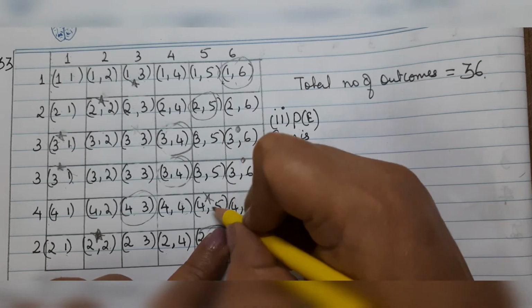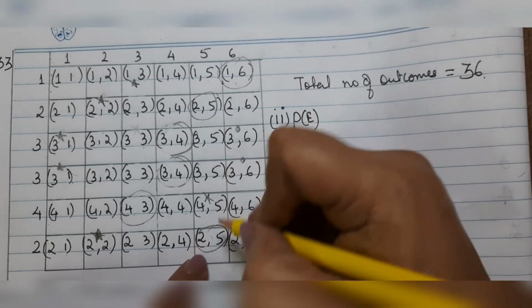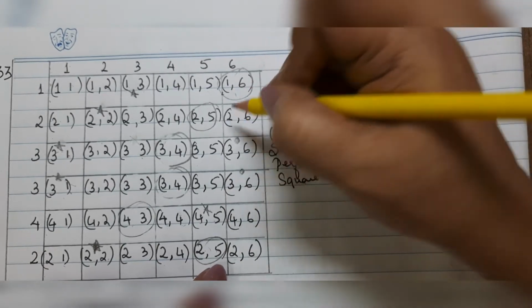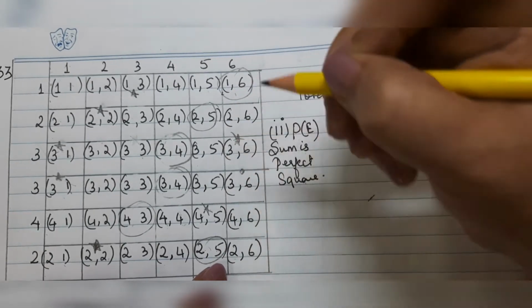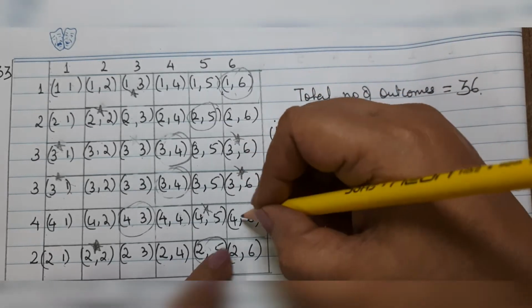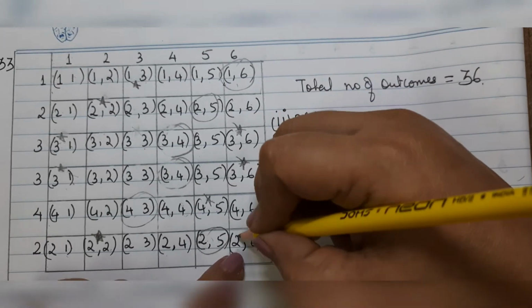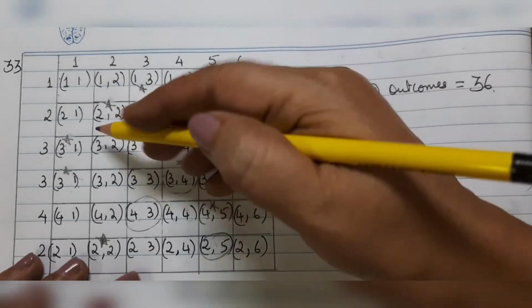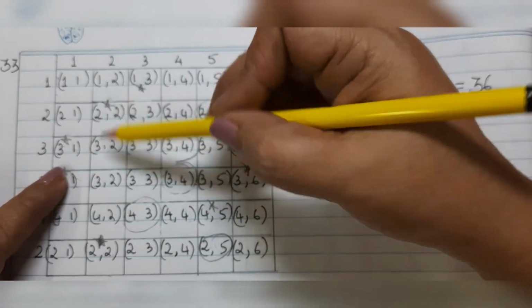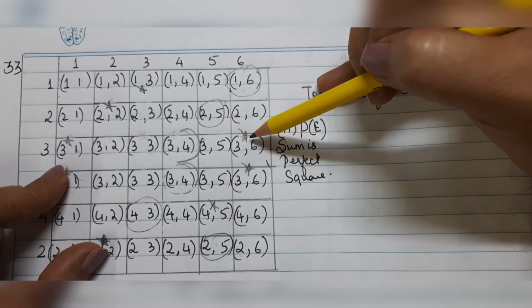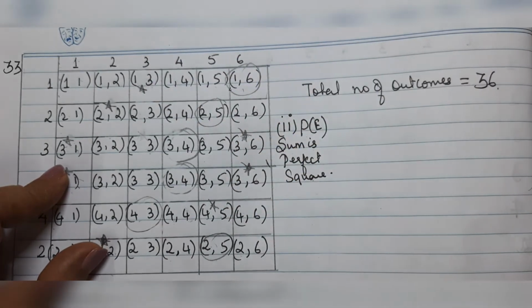5 plus 4 is 9. 9 is a perfect square number. 5 and 2, no. 6 and 1, 7. 6 plus 2 is 8. This one also, perfect. This also 6 plus 3 is 9, 6 plus 3 is 9, 6 plus 4 is 10, 6 plus 2 is 8. I hope we have covered everything. So 1, 2, 3, 4, 5, 6, 7, 8. So I got 8 here.